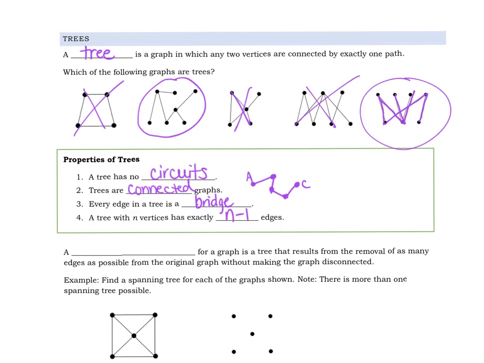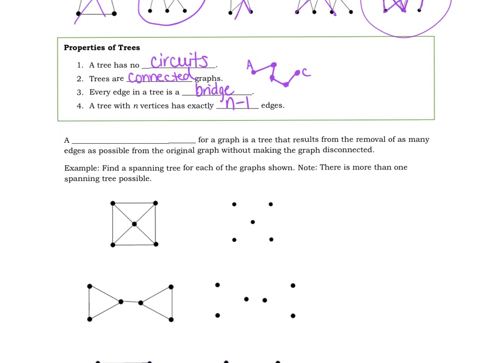All right, so one other vocab term for you here. A spanning tree for a graph is a tree that results from the removal of as many edges as possible from the original graph without making the graph disconnected, okay?